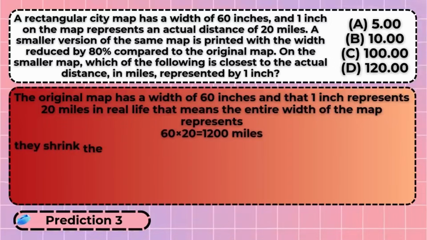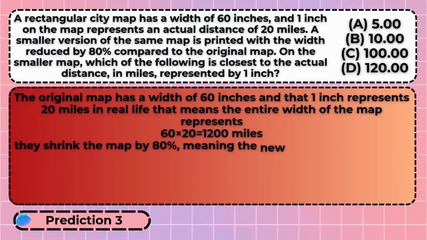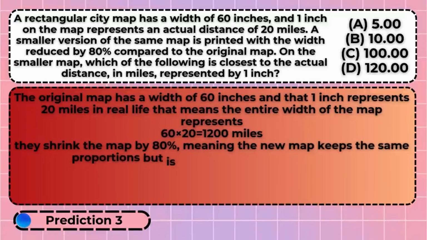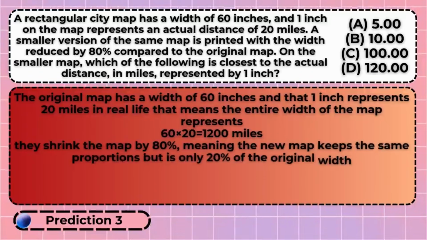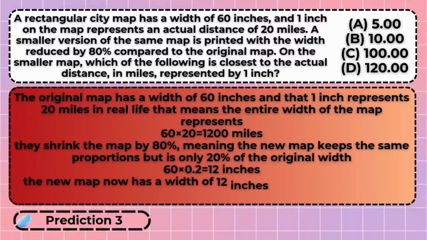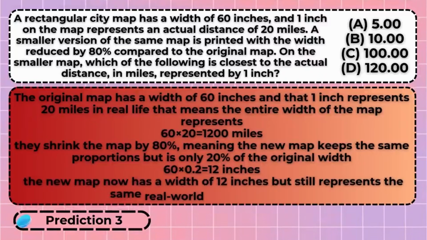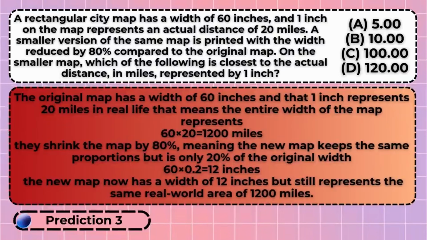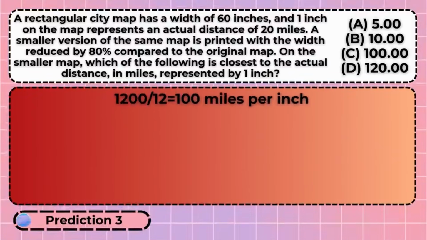Now, they shrink the map by 80%, meaning that the new map keeps the same proportions but is only 20% of the original width. So 60 multiplied by 0.2 equals 12 inches. So the new map has a width of 12 inches, but still represents the same real-world area of 1200 miles. So the question is asking us, on the smaller map, what's the actual distance represented by 1 inch? Well, if the entire width of the smaller map is 12 inches and represents 1200 miles, you can just divide 1200 by 12, and that equals 100 miles per inch.